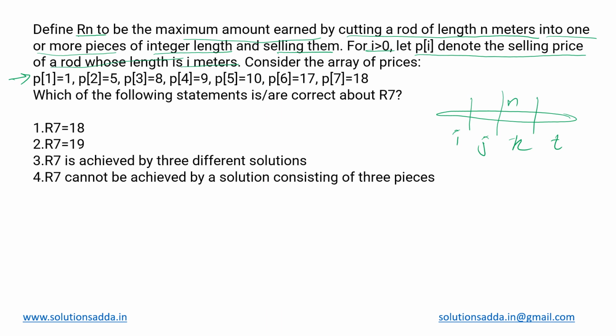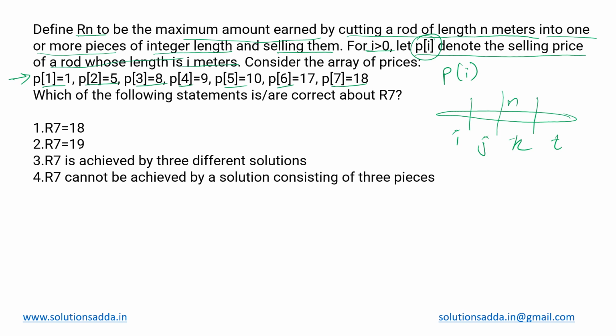P of 1 is 1, P of 2 is 5, which basically means if we are selling a rod whose length is I, then P of I will give us the profit we can earn by selling that piece of rod. So for 1 to 7, we have been given these 7 values, which means if we sell a rod of any length between 1 to 7, these are the respective profits we can get for those pieces of rods.